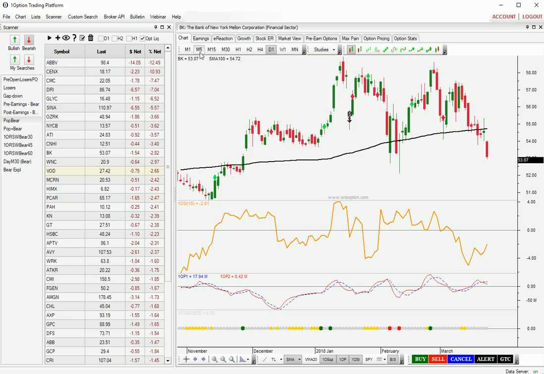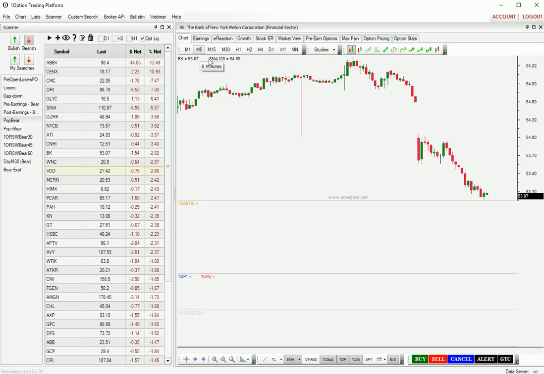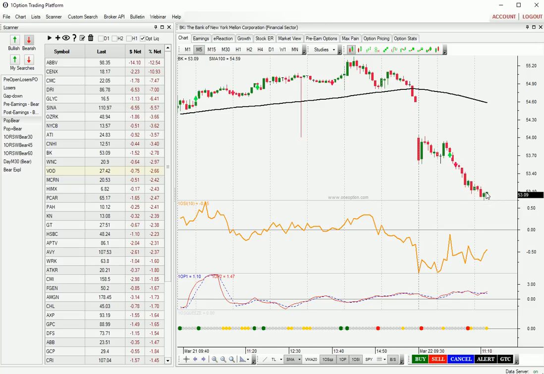Bank of New York, and you can see we've got a steady decline here. And on a 5-minute basis, we've got a negative trade signal here, and we've got a little bit of positive pressure here. So this might be a good short, but I'd like to see it off of this low and starting to reverse that low. Then I would feel a little bit more comfortable getting into that short, but I do like it as a short on a longer term basis.